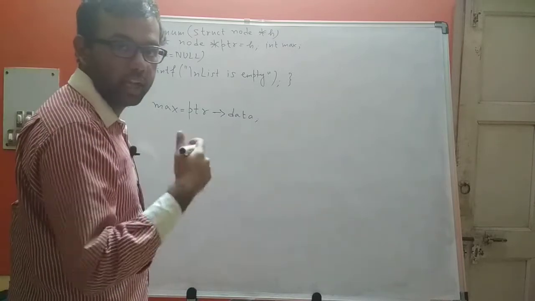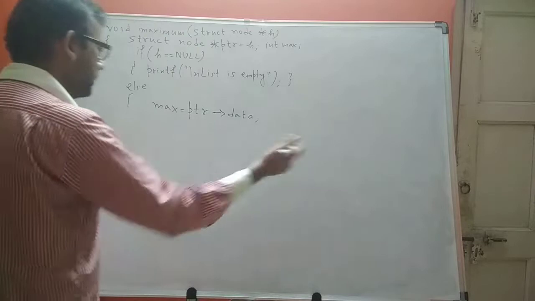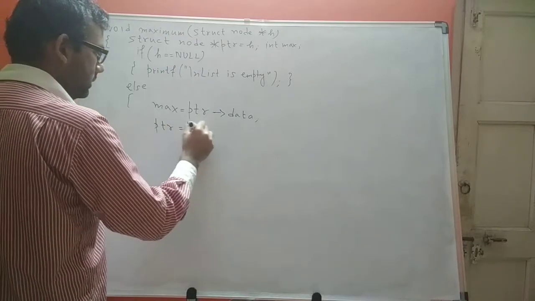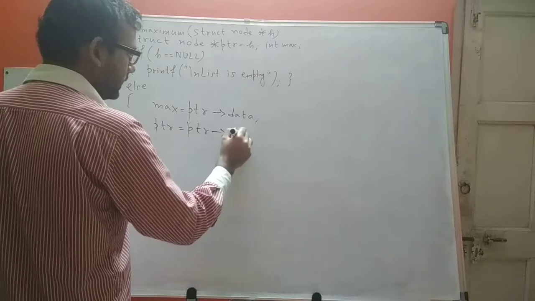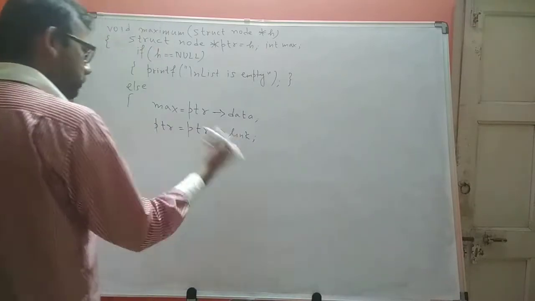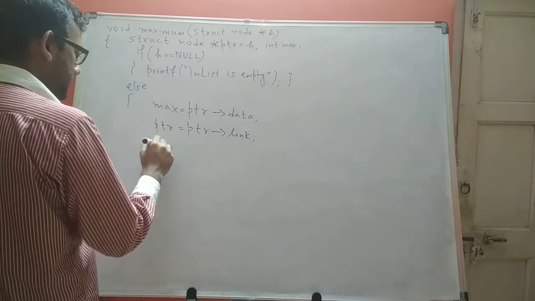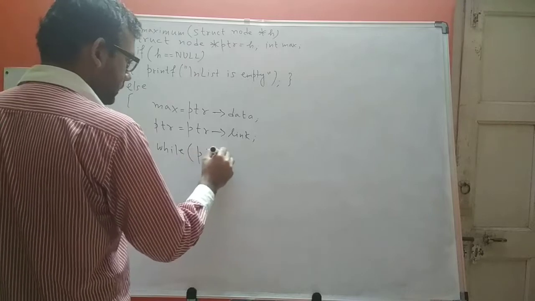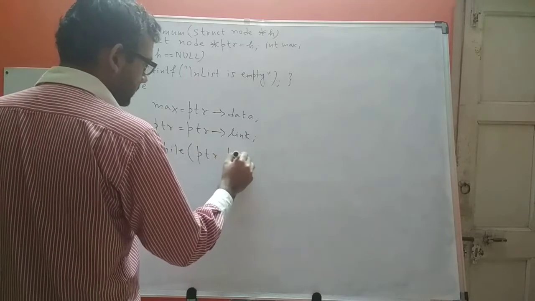Now I'll start the check from the next node. So how do I move on to the next node? I'll simply say ptr equal to ptr arrow link. This will take me to the second node if there exists one. Now I'll run a loop which will enable me to access the rest of the linked list.